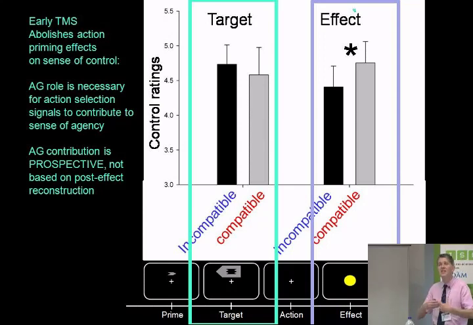So whatever it is that action selection is doing to your sense of control, it's not doing it at the time that you see the color, because knocking out the relevant brain area at the time that you see the color has no influence whatsoever on the compatibility effect on priming.